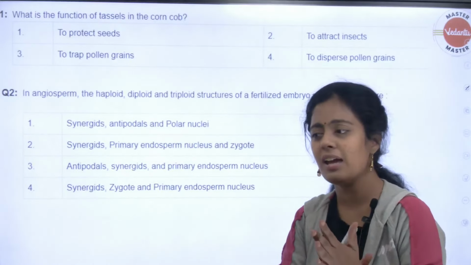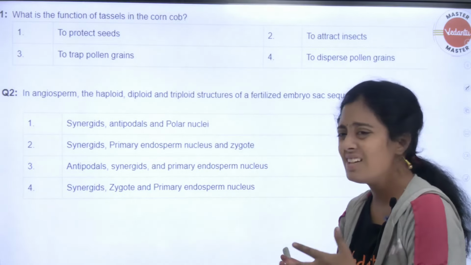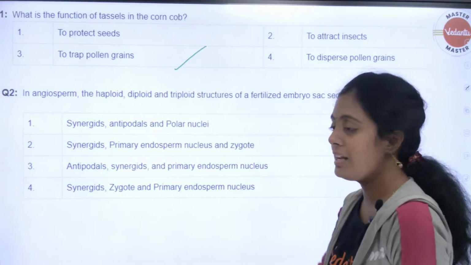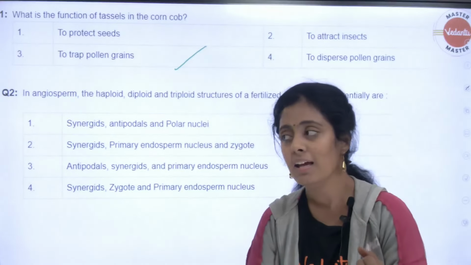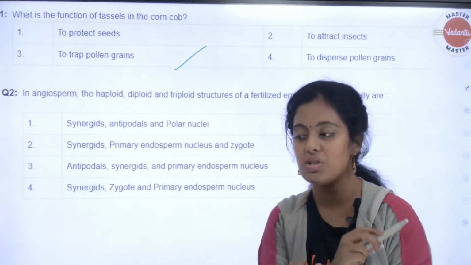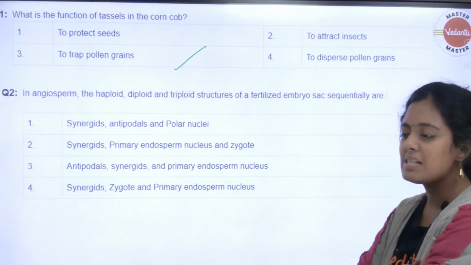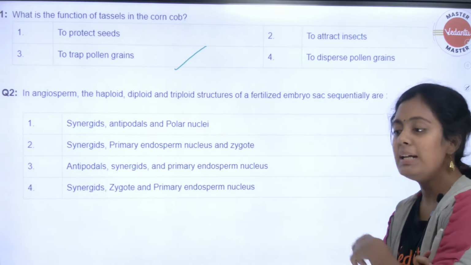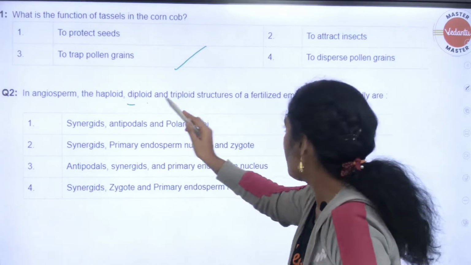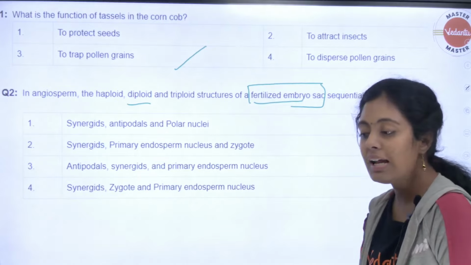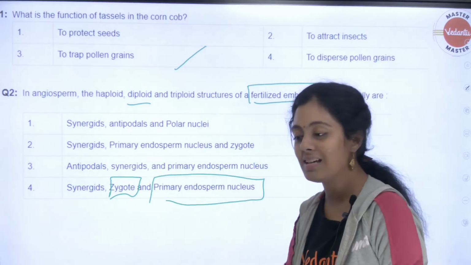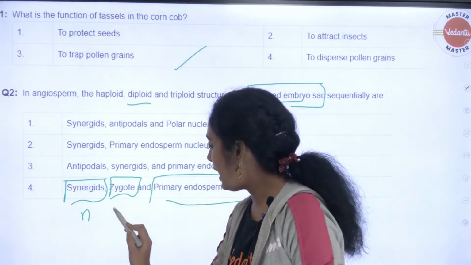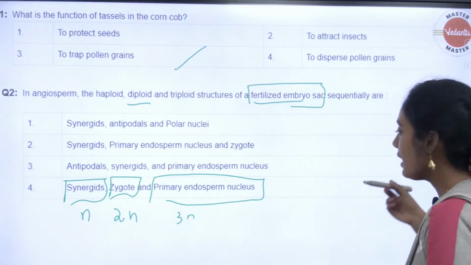Okay, these are some questions. What is the function of tassels in corn cob? We just discussed it: tassels help to trap the pollen grains. Okay, next, in angiosperms, the haploid, diploid and triploid structures of a fertilized embryo sac. They have asked which is the haploid structure, which is the diploid structure, and which is the triploid structure in a fertilized embryo sac. So what is the haploid structure? Obviously it could be synergids, it could be antipodals, correct. What is a diploid structure? Remember it is a fertilized embryo sac. So in a fertilized embryo sac, which is the diploid structure? Zygote. And which is a triploid structure? Primary endosperm nucleus. And haploid structure is what? Synergid. N, 2N and 3N. Simple. Okay? Now we proceed.